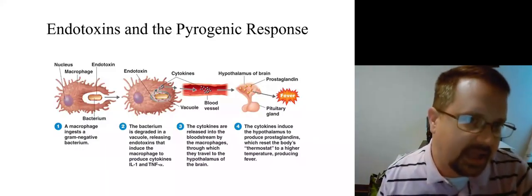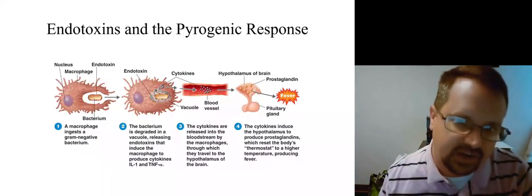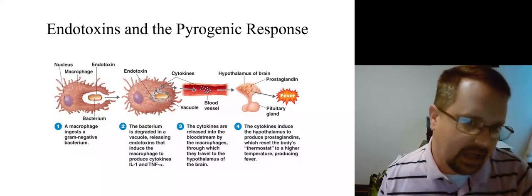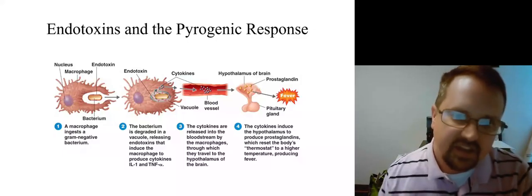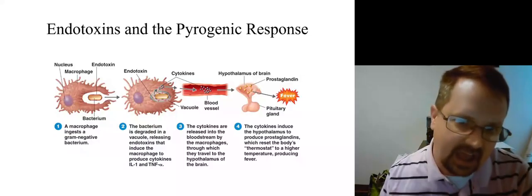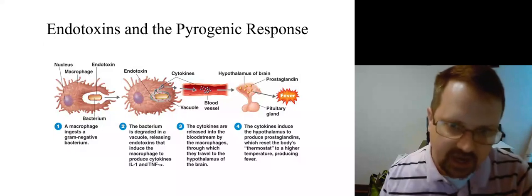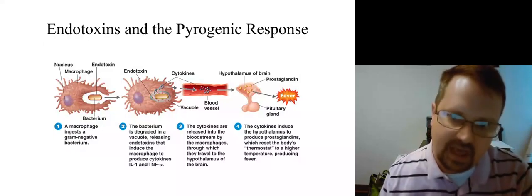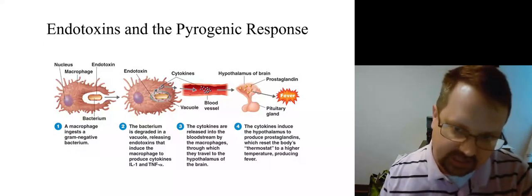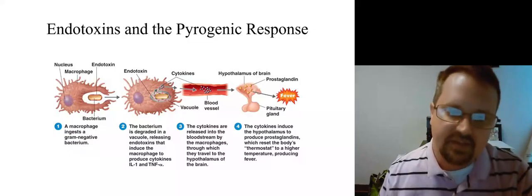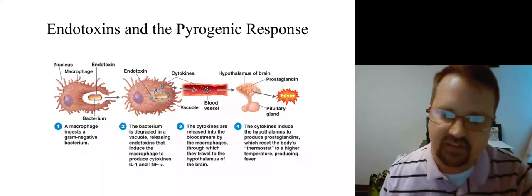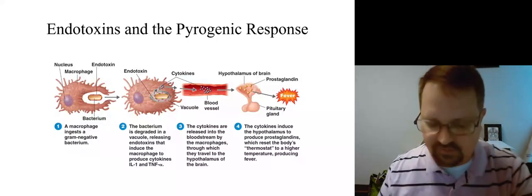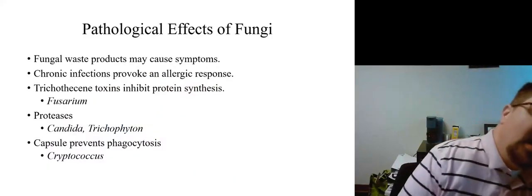So what can happen with endotoxins and the pyrogenic response is that the bacteria has an endotoxin, and we release cytokines. These cytokines act as a pyrogen, go to the hypothalamus, which sees these prostaglandins, these pyrogens, and they go to the thermostat of the brain, the hypothalamus, and tell us we need to raise the body temperature and get a fever that can be very bad.